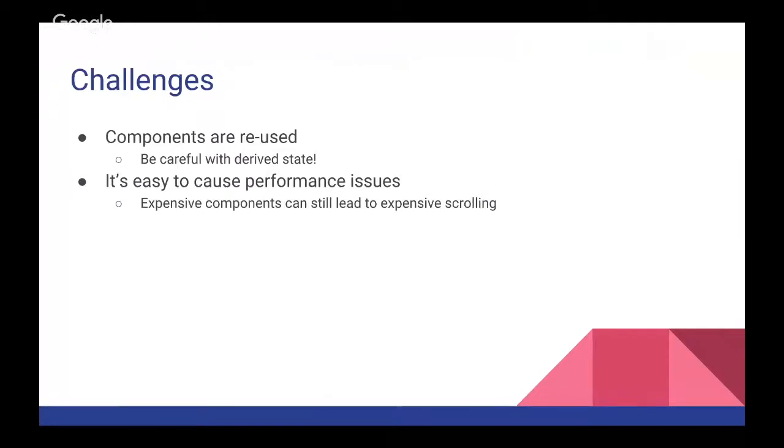We have the same problem now with components. All of the cells that are rendered in this table are relatively long-lived because they're being reused. So you have to be really careful with derived state, meaning components or observers if you use those.